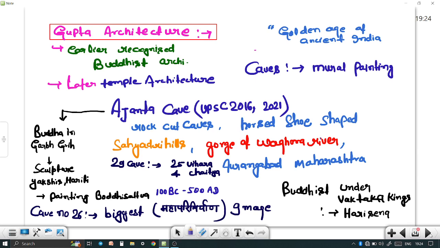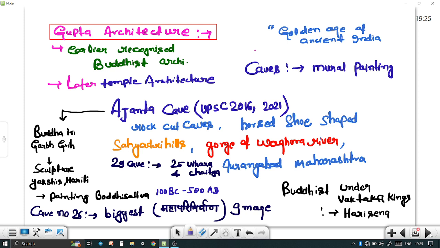Now we will talk about the architectural development of the Gupta period. This Gupta period or Gupta Empire is often held as the golden age of ancient India. Early Gupta rulers encouraged Buddhist architecture, but the later ones emphasized temple architecture. During the Gupta period, mural painting on the walls of the caves became an added feature. So we can say that mural painting was added from this Gupta architecture. The first one is Ajanta caves, which have been in the question of 2016 and 2021.